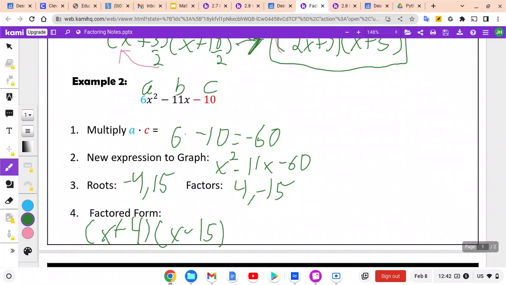And I haven't given myself enough room to do the division, so I'm going to rewrite it up here. x plus 4, x minus 15. And of course, we multiplied by 6, so now we're going to divide by 6. Well, these are not whole numbers, so we're going to try to reduce the fractions.